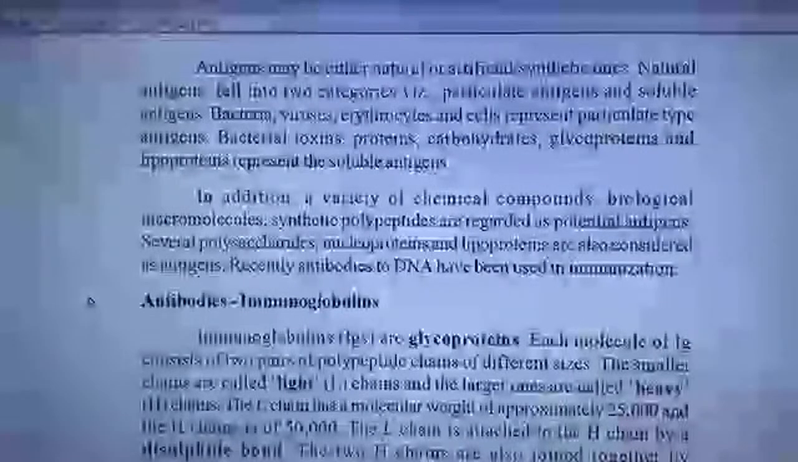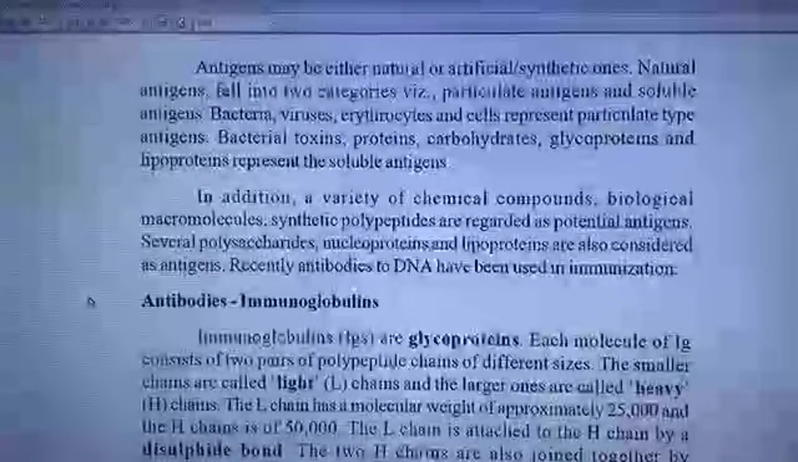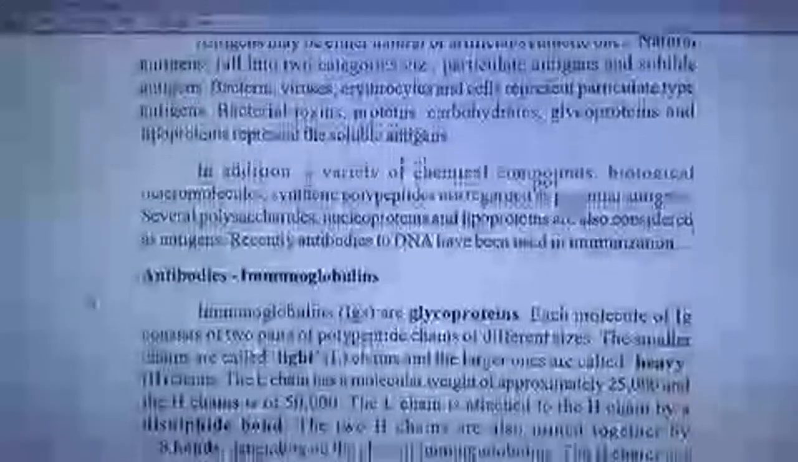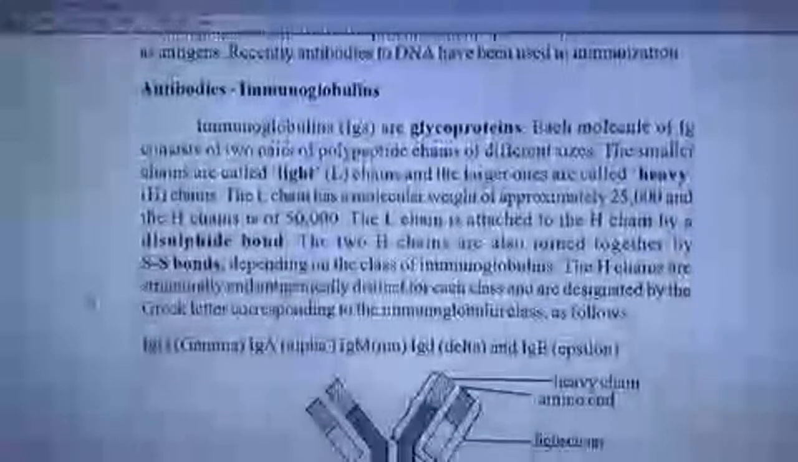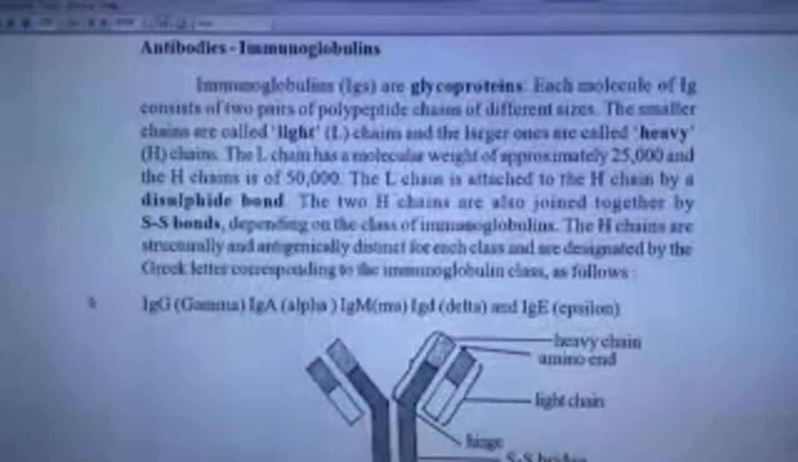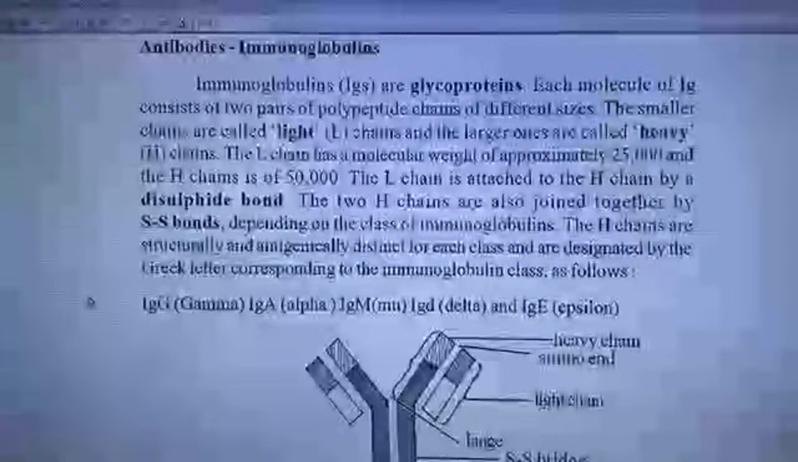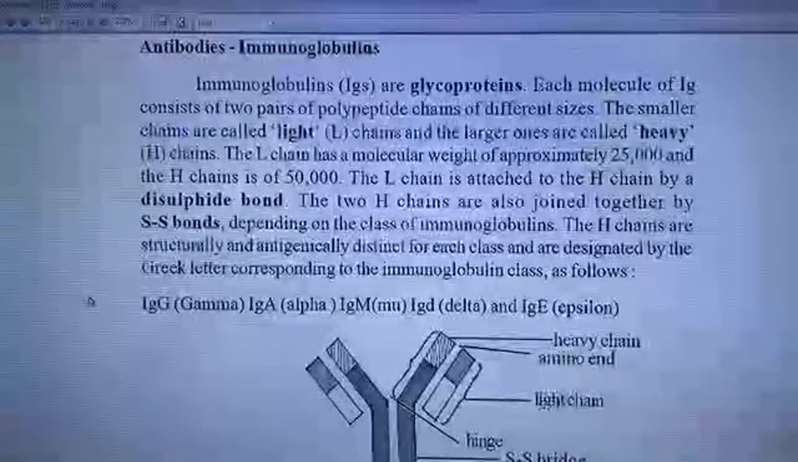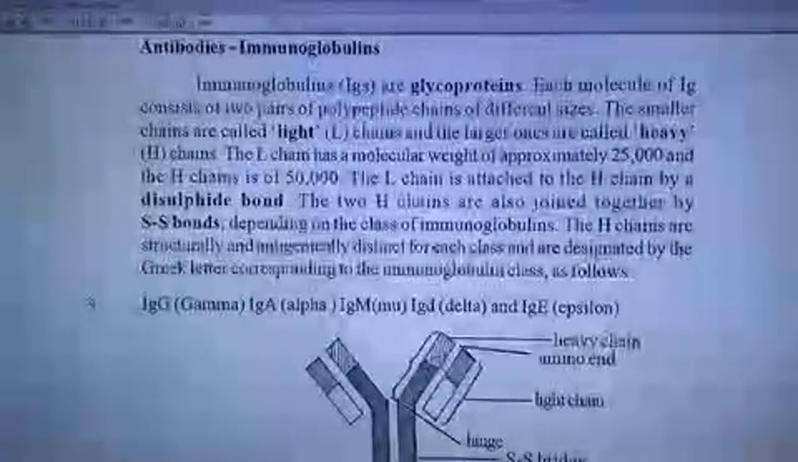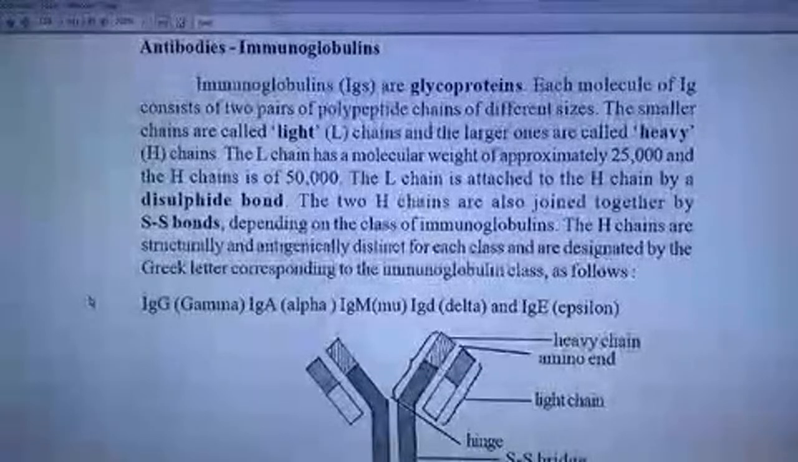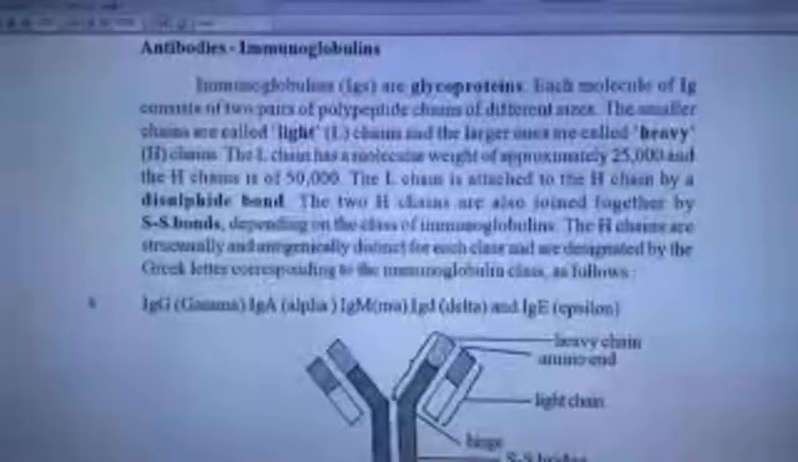Recent antibodies to DNA have been used in immunization. Antibodies. Immunoglobulins. Immunoglobulins are glycoproteins. Each molecule of Ig consists of two pairs of polypeptide chains of different sizes. The smaller chains are called light, or L, chains and the larger are called heavy, or H, chains. The L chain has a molecular weight of approximately 25,000 and the H chain approximately 50,000. The L chain is attached to the H chain by a disulfide bond.